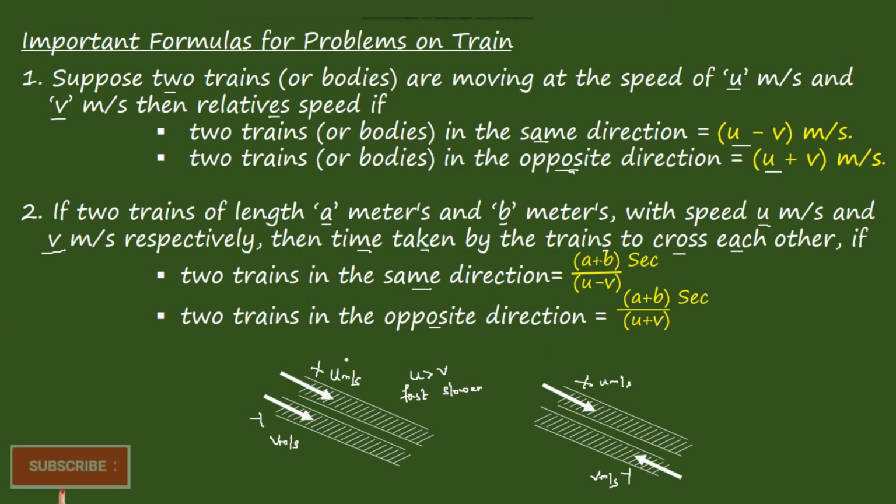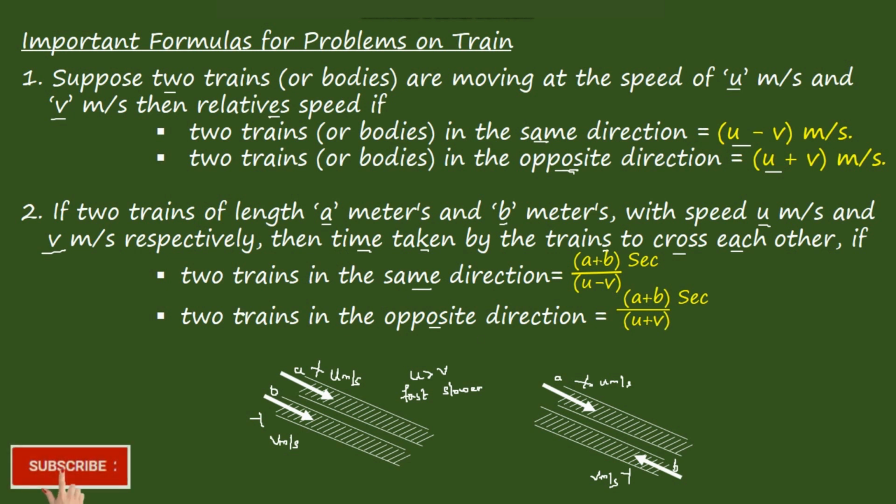If you consider two trains x and y, where the lengths of the trains are a and b, then the time taken by the trains to cross each other is given as a plus b by u minus v. If two trains move in the opposite direction, with lengths a and b and speeds of u meters per second and v meters per second, then the time taken by the trains to cross each other is given by a plus b by u plus v.